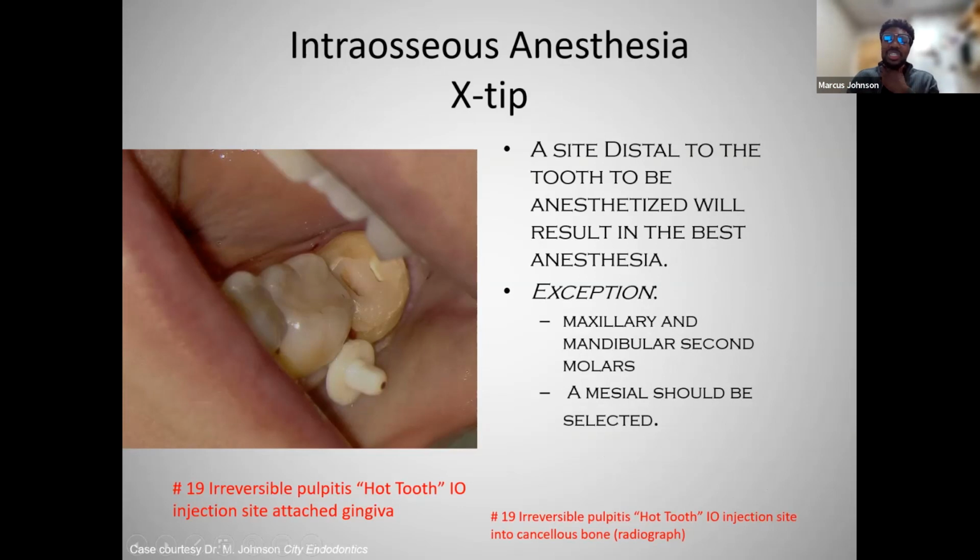Ideally, you want to place that distal to the tooth in question. In case the patient had a hot tooth, number 19. Obviously, there are some exceptions. The maxillary second molar, sometimes that bone is so thick, it's very hard to pierce through, so you could actually burn or erode some of the bone there, as well as the gingiva, and they're going to have a very uncomfortable post-operative recovery. And in those situations, a mesial site is fine, but it's not as effective as if you were to go distally.